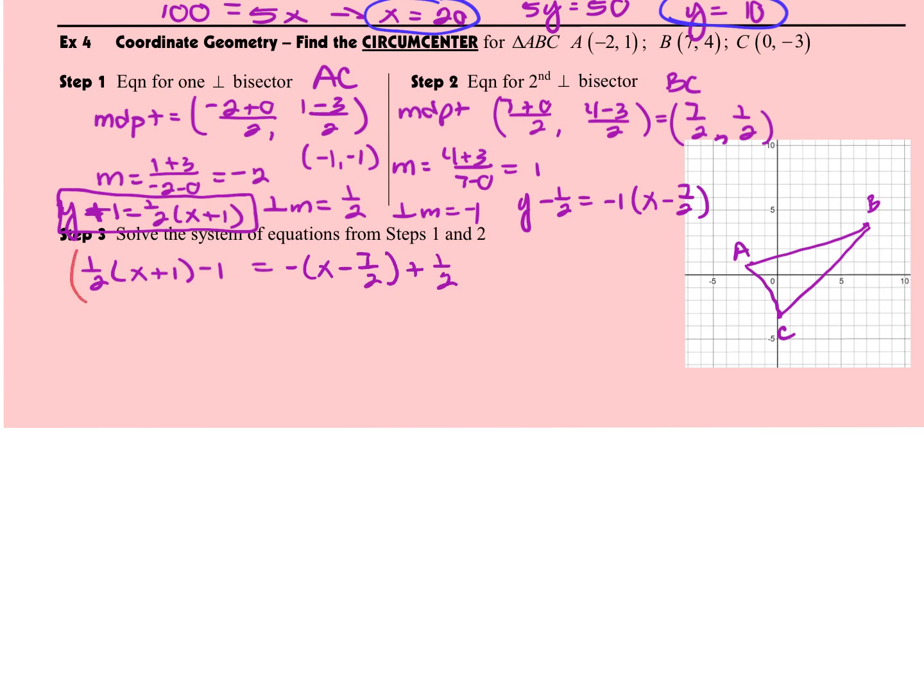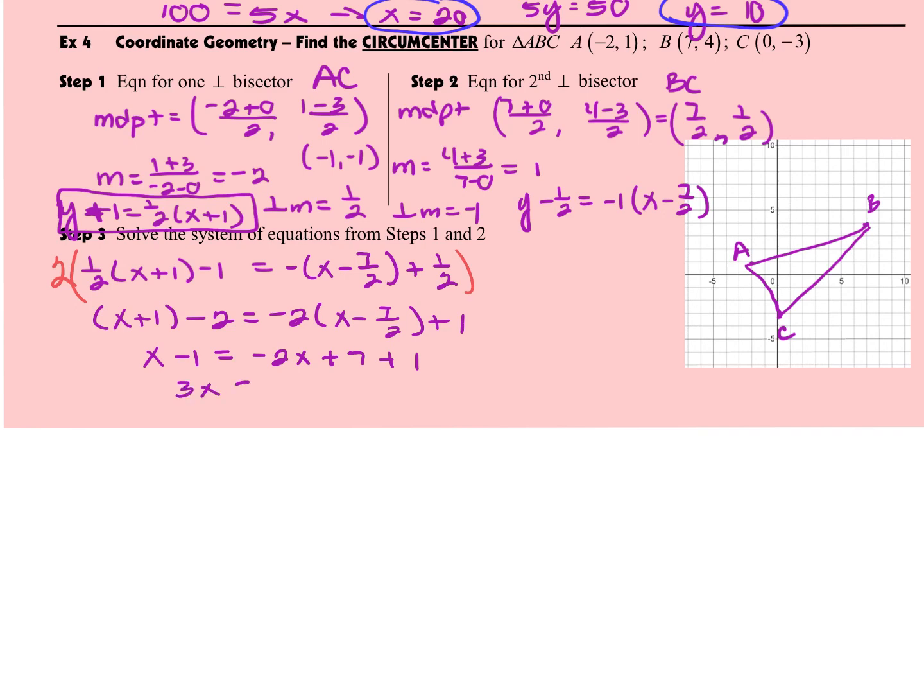From here, I can multiply everything by 2. It's not even a really bad number to have to multiply by. And that's going to give me an x plus 1 minus 2, and then I'm going to have a minus 2 and an x minus 7/2, plus a 1. Notice I'm not trying to do everything all at once. Now I can start cleaning things up. On the left side, it'll become an x minus 1. On the right, I'm going to have a negative 2x plus a 7, and then plus my 1. Now, this is going to be pretty easy to clean up.